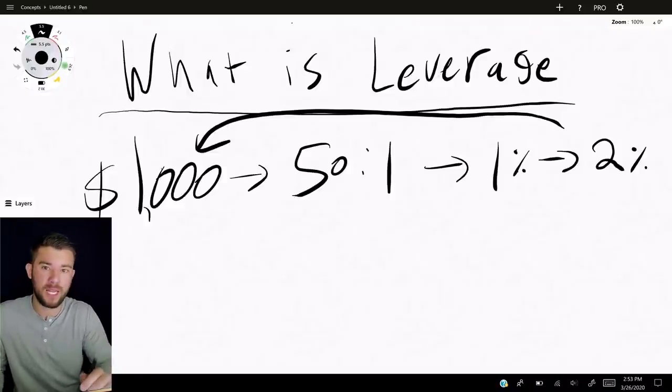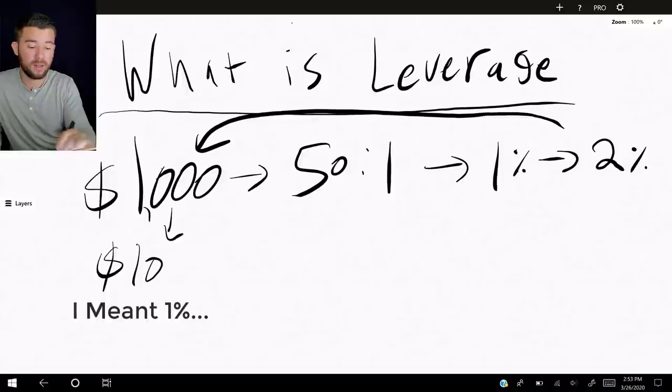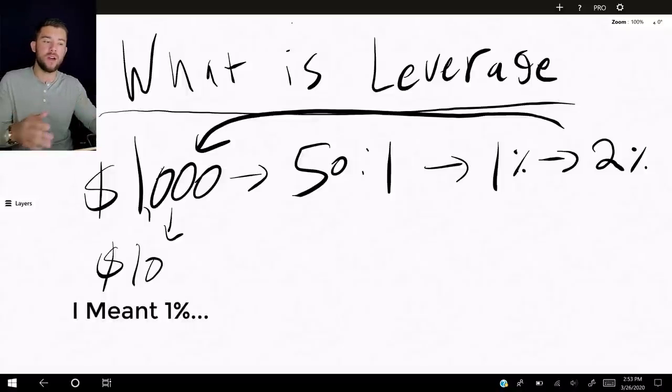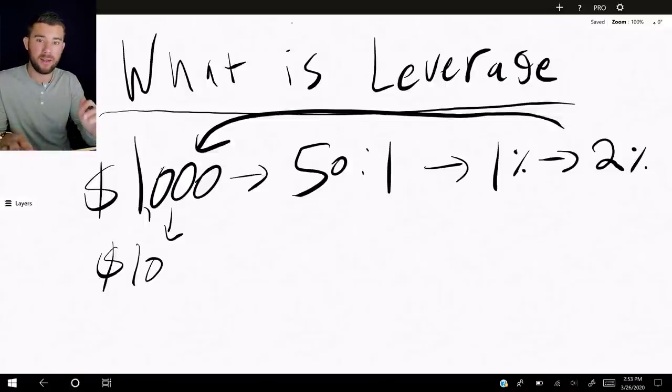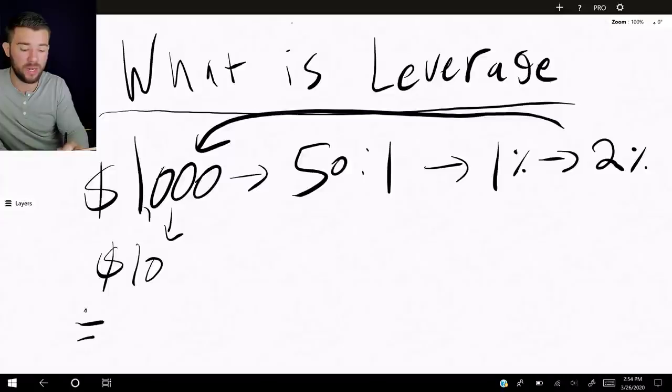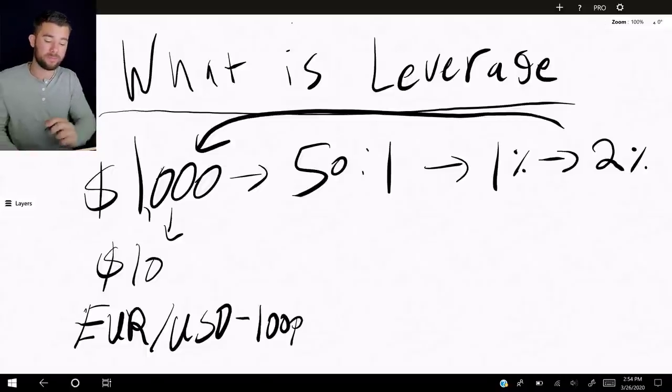So if I want to risk $10, let's say I want to risk 2% of this, which is $10 on a trade, I need to know the amount of pips I could possibly lose in order to create this $10 loss. And how do we do that? Well, let's say that we have a 100 pip stop loss. The EUR/USD 100 pip trade, the same one we've been discussing during the entire video. So this EUR/USD trade has a maximum loss of 100 pips.